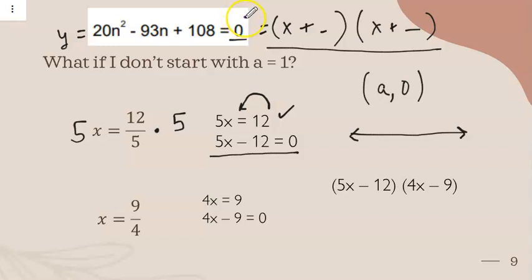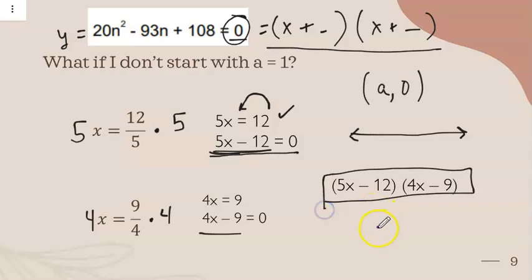That's why your teacher continually says, make sure it's equal to 0, because you're looking for the roots, the x-intercepts. And so now I have something that looks a little bit more normal, 5x minus 12. I'm going to do the same here. I'm going to multiply both sides by 4. I get 4x equals 9. I'm going to subtract 9 from both sides, and I get 4x minus 9. And lo and behold, when I put them together, I get this, which is literally what I've seen in the past.